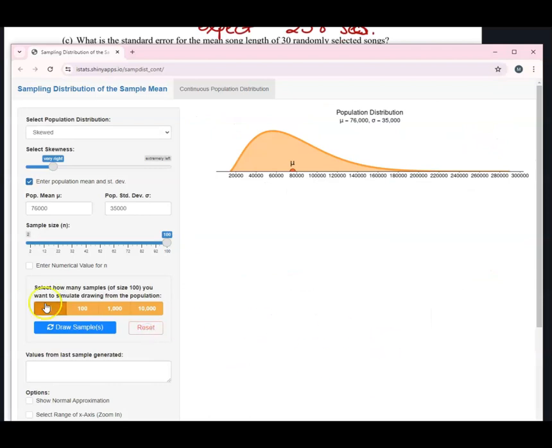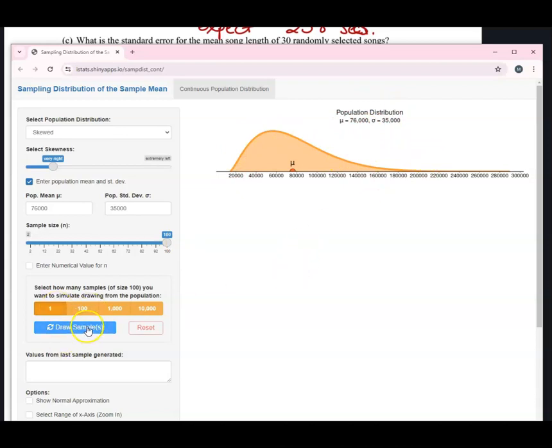All right, let me do a quick demonstration for what this would look like. So we've got a right-skewed population because we're looking at income levels, and they told us it was right-skewed. My population mean is 76,000 and my standard deviation is 35,000. My sample size is 100. So the data for the population is up here. Here's what the population would look like.